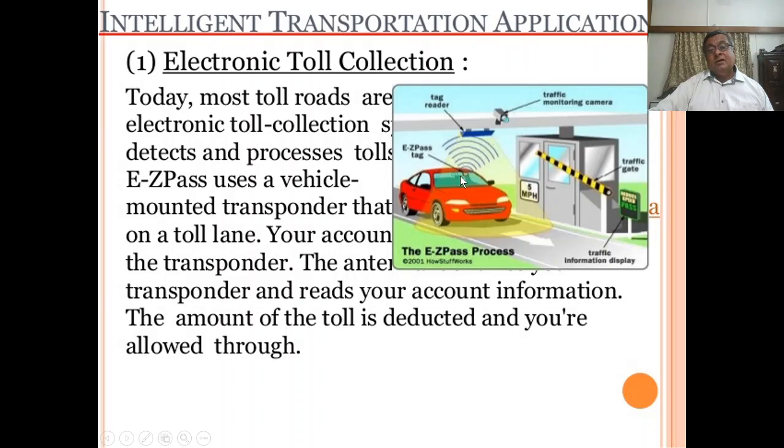This is the FASTag, which is popular, that is the tag. It is scanned by this tag reader, and it is monitored by traffic monitoring cameras. This barrier automatically opens to allow the car to pass through it, and this is the traffic information display.